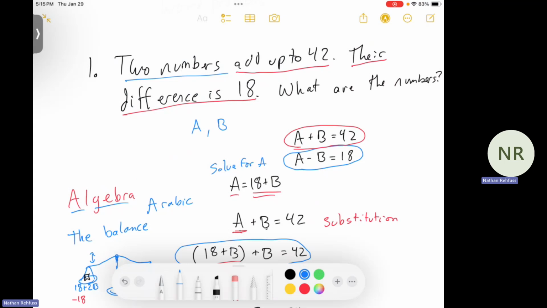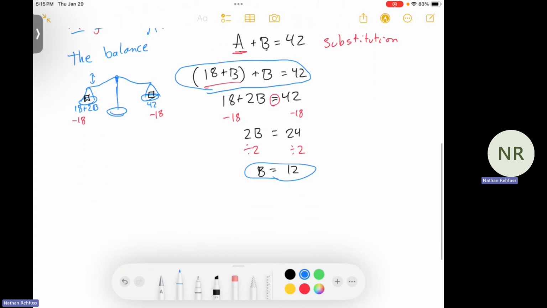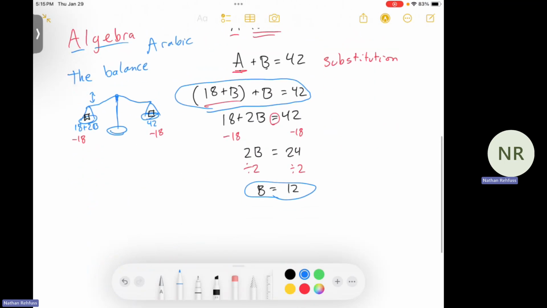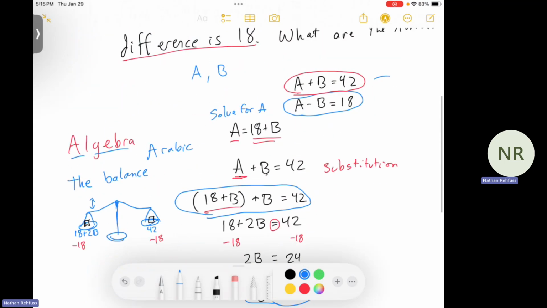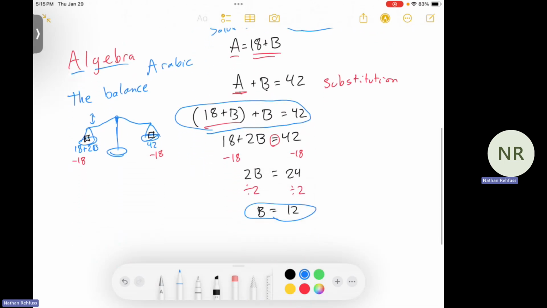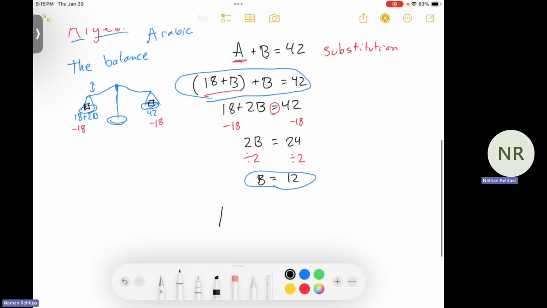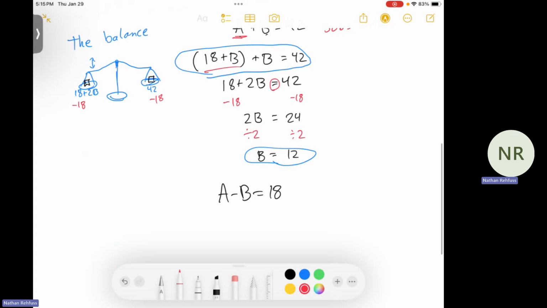6a says to solve for any remaining unknowns. So I know b is 12, I need to know a. I can pick either of these two equations, where it says a plus b is 42 or a minus b is 18. It doesn't matter which one I pick. I'll use a minus b is 18. I'm going to substitute again. This b is 12 is going to replace b. So now this equation says a minus 12 is 18.